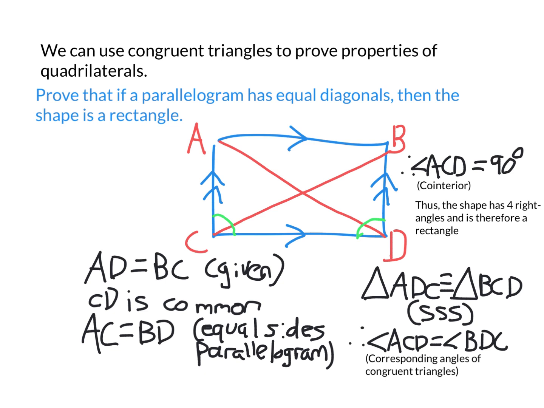So if a quadrilateral has 4 right angles, it must be a rectangle. That's the definition of a rectangle. 4-sided shape, all angles equal. So that is enough for us to conclude that this shape is a rectangle.